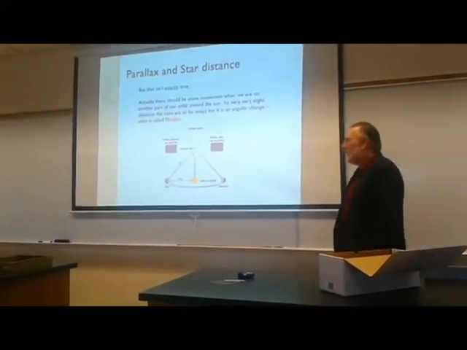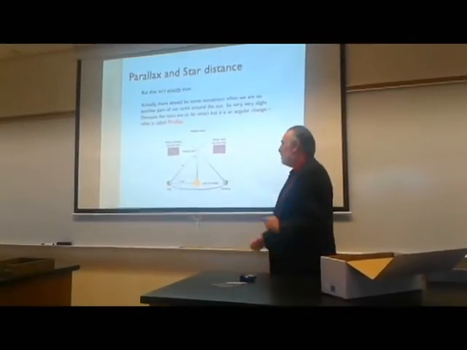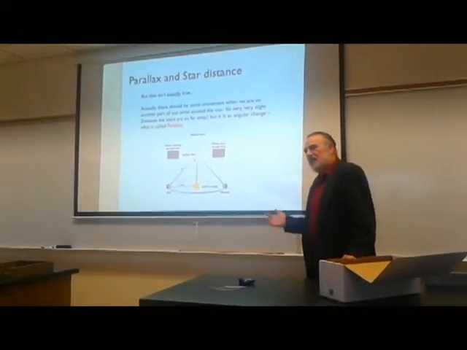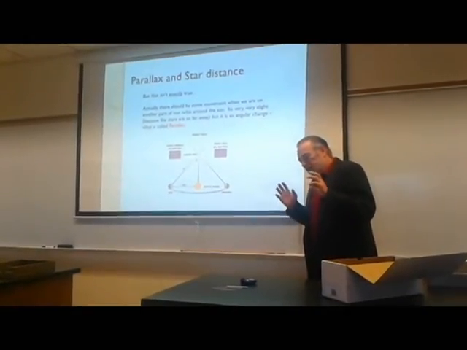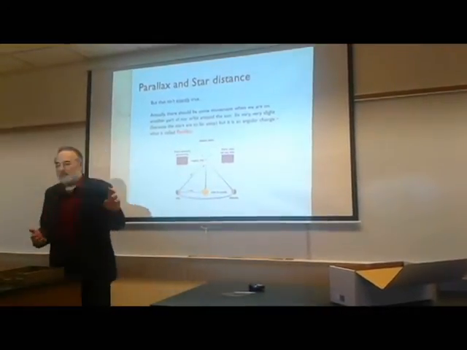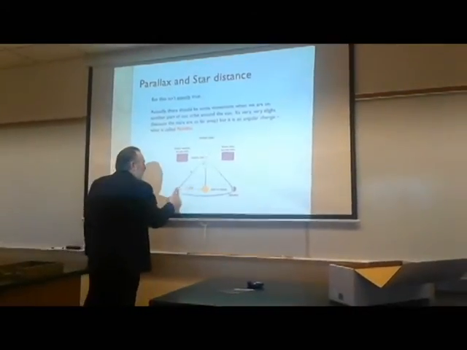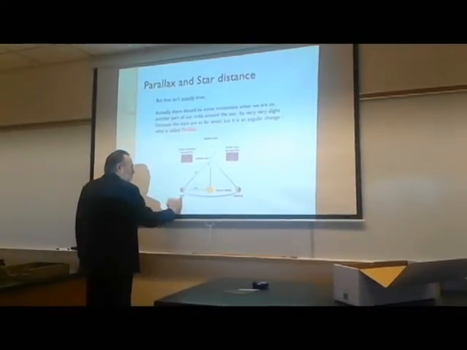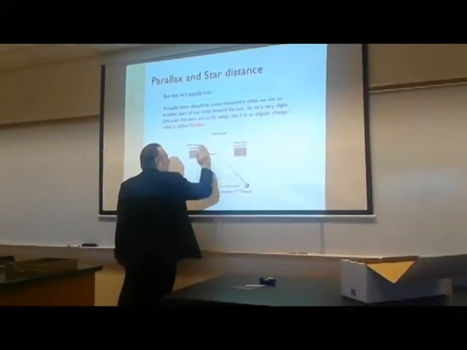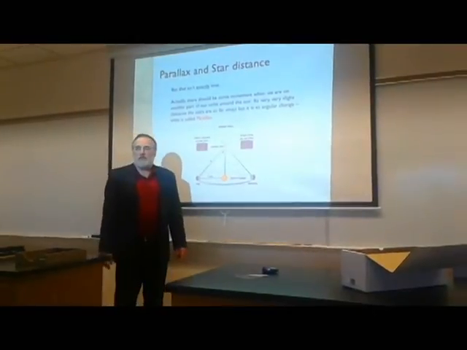So, as I said, they all are in the same place, but that isn't exactly true. There should be some movement. And this is what the ancients said. If the sun is the center of the universe, a heliocentric point of view, then the Earth on either side, say in July or in January, you would see a parallax shift. We would see a star at a different location for a nearby star.